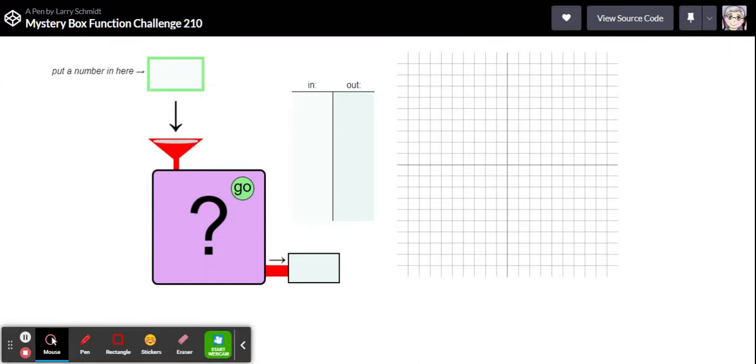In the purple mystery box there is some math and your challenge is to figure out what it is. You can try this out, use the link in the description, and when you think you've got an idea, come on back and see if we get the same thing.